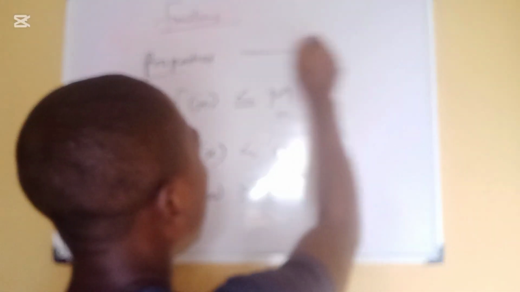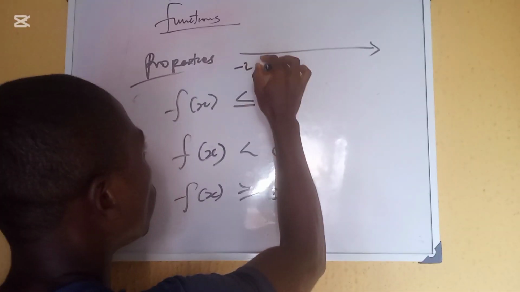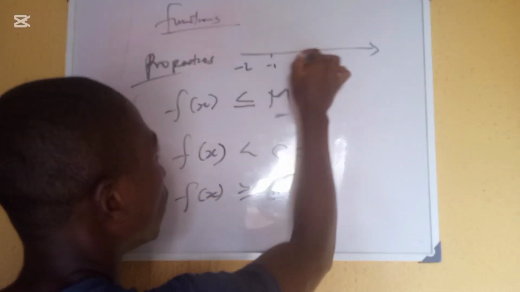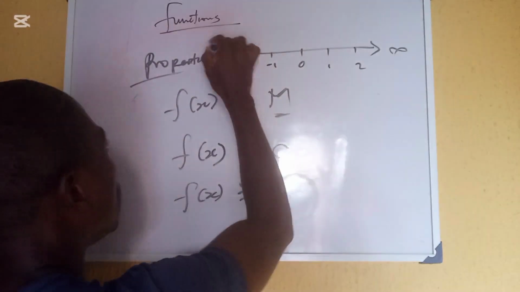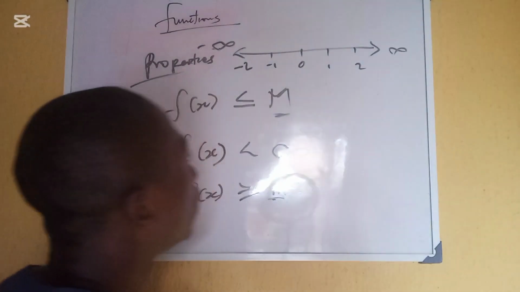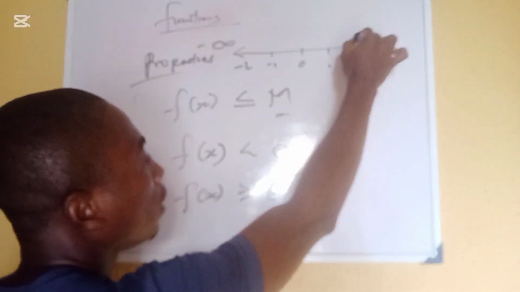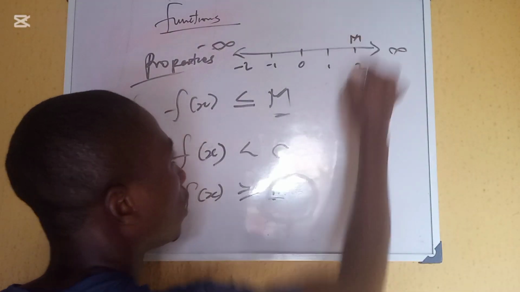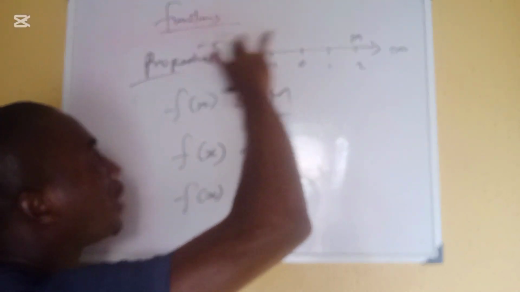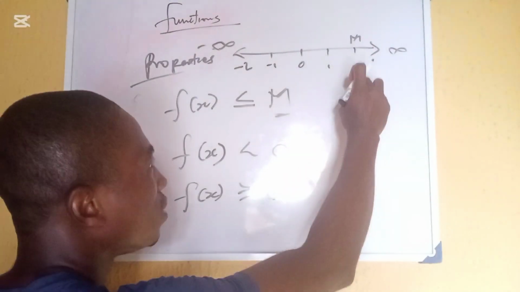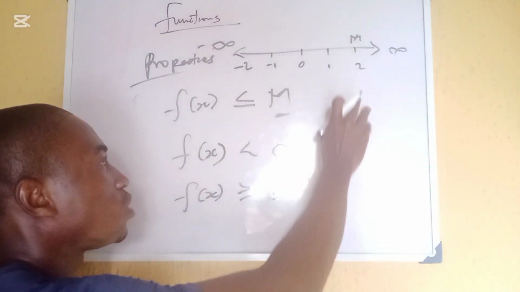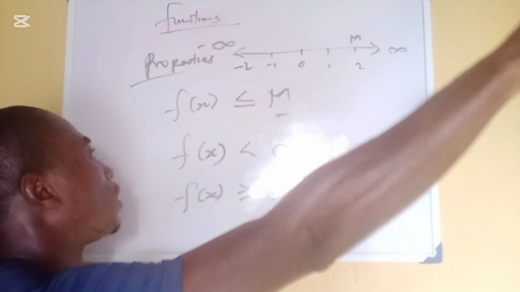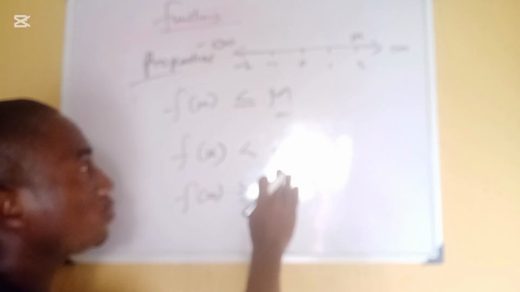Okay, assuming we use the number line, now we have -2, then -1, 0, 1, 2. Then this tends to infinity, this tends to negative infinity. Now, if my capital M is this, let's call this capital M. That means no matter what the input value is, my function will not exceed 2. That's if the function is bounded above. But if the function is not bounded above, it will keep increasing to infinity.